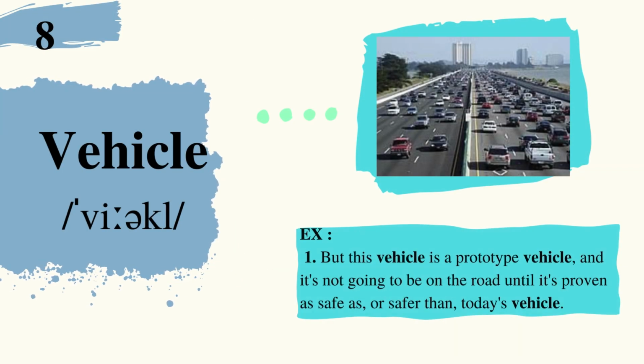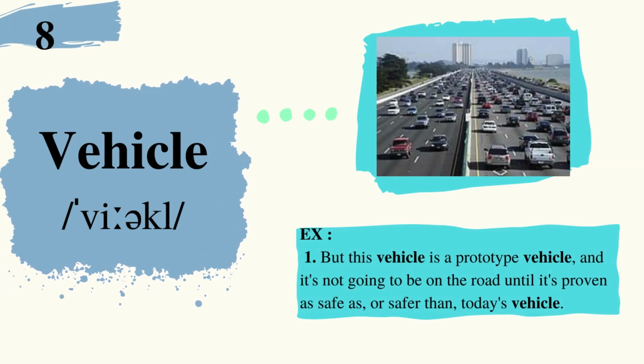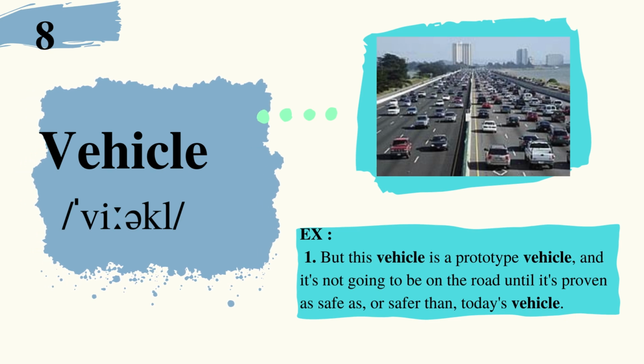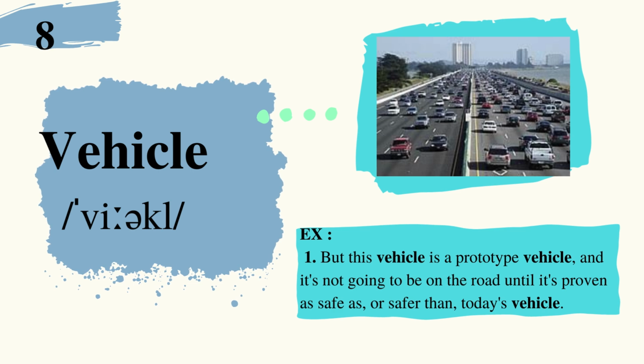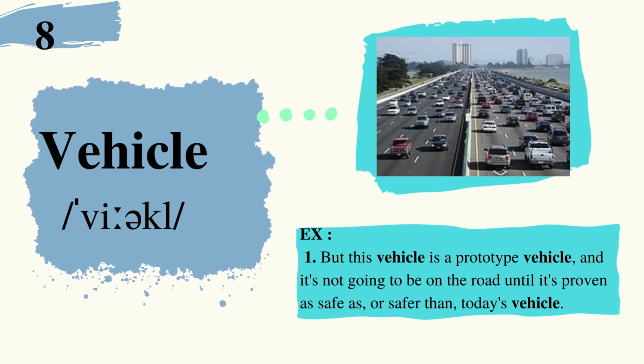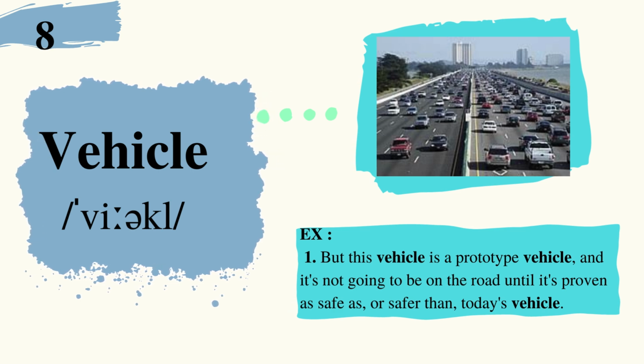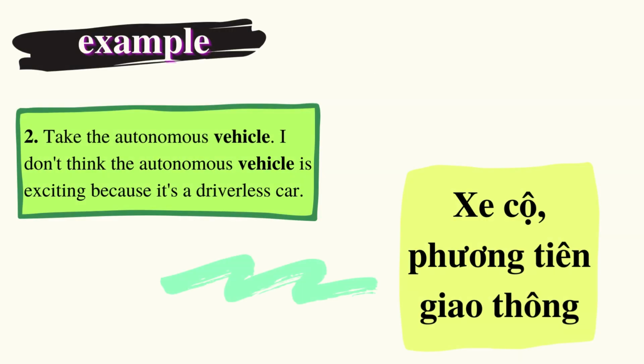8. Vehicle. Example. But this vehicle is a prototype vehicle and it's not going to be on the road until it's proven safe as or safer than today's vehicle. Take the autonomous vehicle. I don't think the autonomous vehicle is exciting because it's a driverless car.